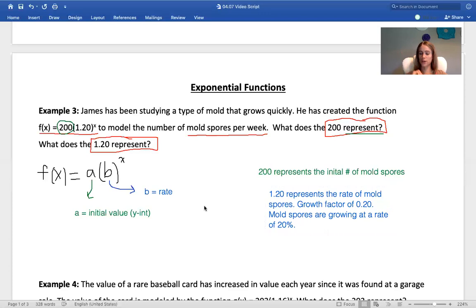All right, let's do our third and final read to make sure we answered everything. James has been studying a type of mold that grows quickly. He has created the function f of x equals 200 times 1 and 20 hundredths raised to the power of x to model the number of mold spores per week. What does the 200 represent? Yep, I answered that. And what does the 1 and 20 hundredths represent? Yep, I answered that. Check, good to go.